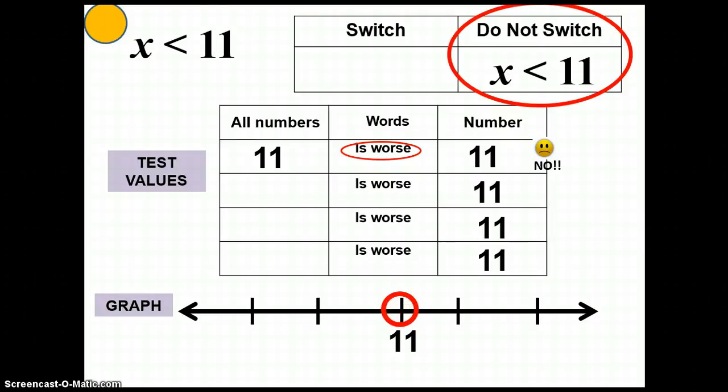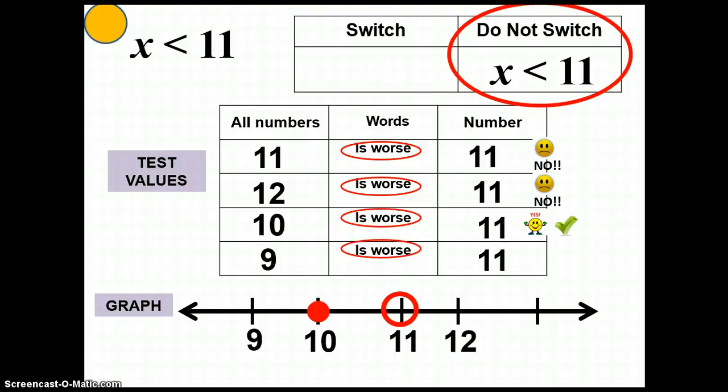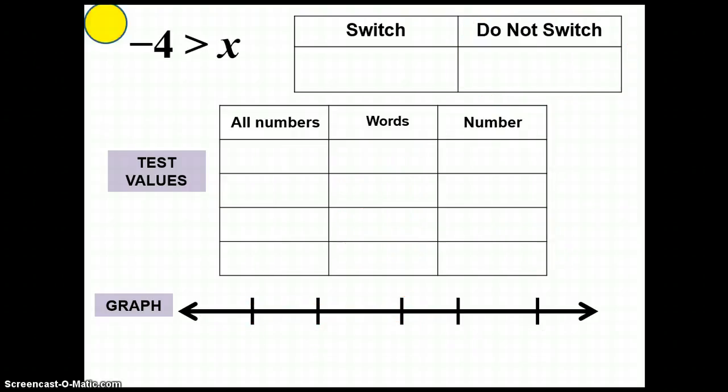And what are some other numbers you can think of that are worse than 11? Is 12 worse than 11? No. What are some other numbers that might be worse than 11? 10 might be worse than 11. 9 might be worse than 11. Pretty much all the numbers that are lower than 11 would be included in this.